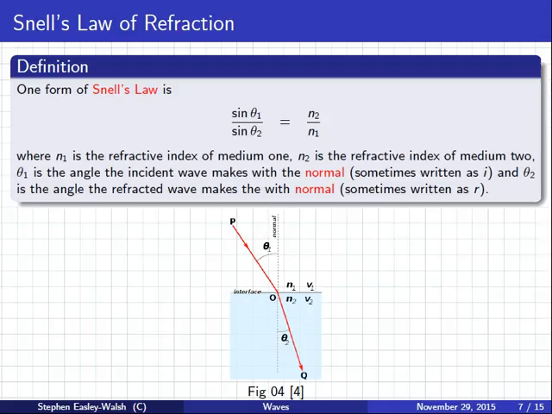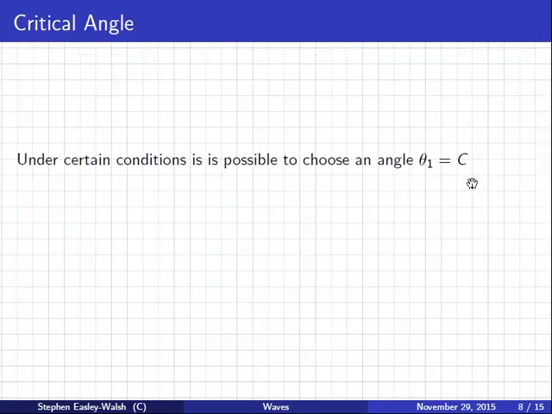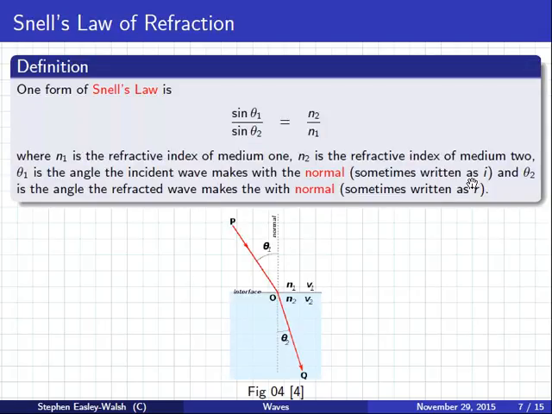We're good? It's okay if I write alpha instead of theta. If you don't want theta, you can write i and r. Got that? Continue? What are you writing? You're drawing the picture. Okay.